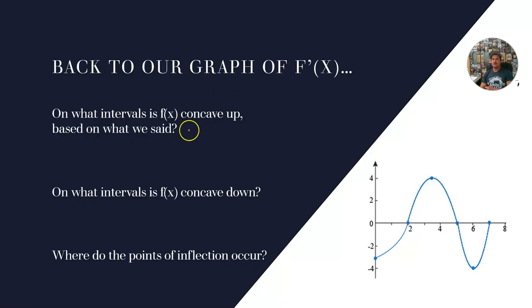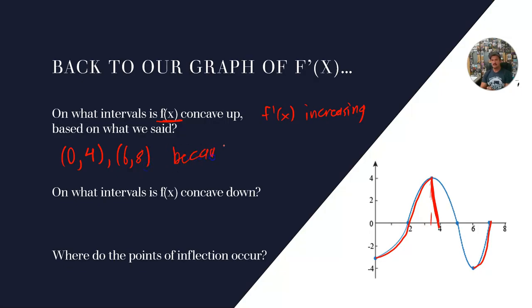Let's answer some questions. On what intervals is f of x concave up? Well, if f of x needs to be concave up, that means f prime of x needs to be increasing. Where is f prime of x increasing? From here to here, and from here to here. So f of x is concave up from 0 to, we're just going to say that's 4 for ease of computation here. From 0 to 4 and from 6 to 8, because f prime of x is increasing on those intervals.